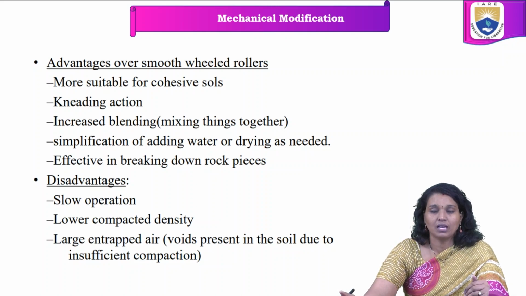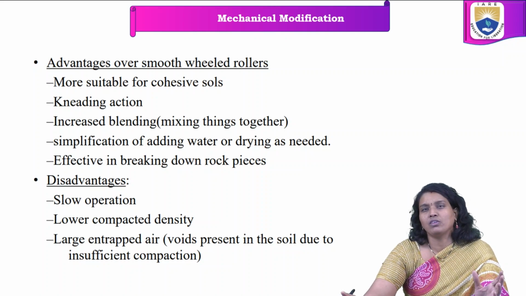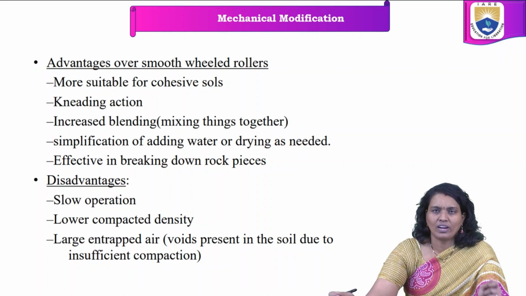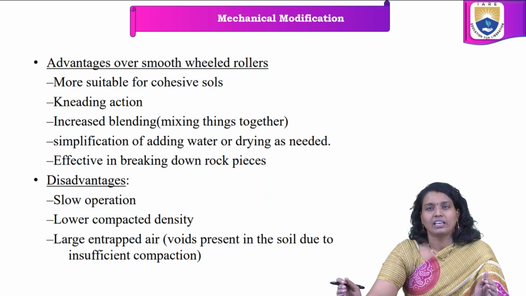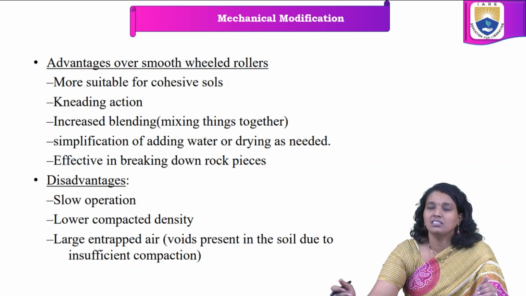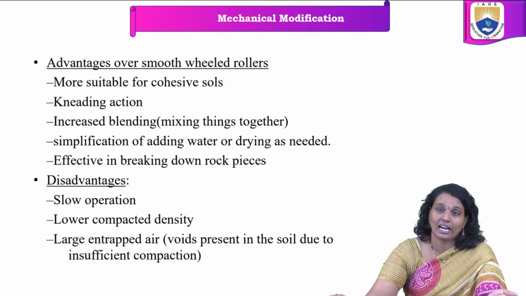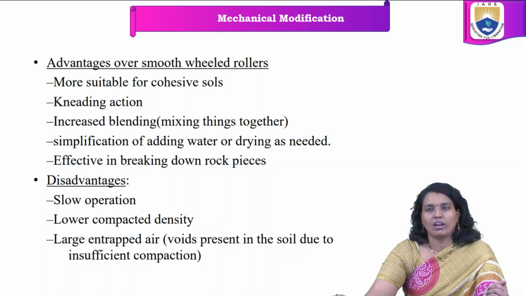In this, we have some advantages. Coming to these advantages, it is more suitable for corrosive soils, and it requires that action, and there is increased blending. So the mixing of things together is increased. The blending is more when compared to the other kind of simple roller compaction, and it is simpler to add water or dry as needed.